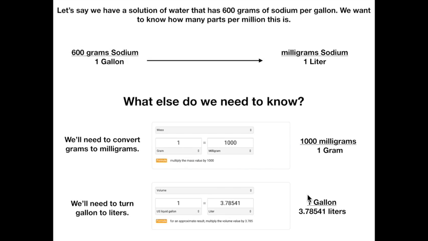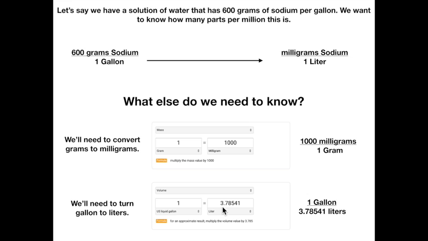All the information is at the click of a button on the internet. So I went on to the unit conversion on Google, and under mass, found grams. 1 gram is 1,000 milligrams. So that's a conversion factor. I just set that up like this, 1,000 milligrams in 1 gram. And then how many liters in a gallon? I found volume on this unit converter for Google, and I wanted to know, okay, I've got 1 gallon, how many liters is that?